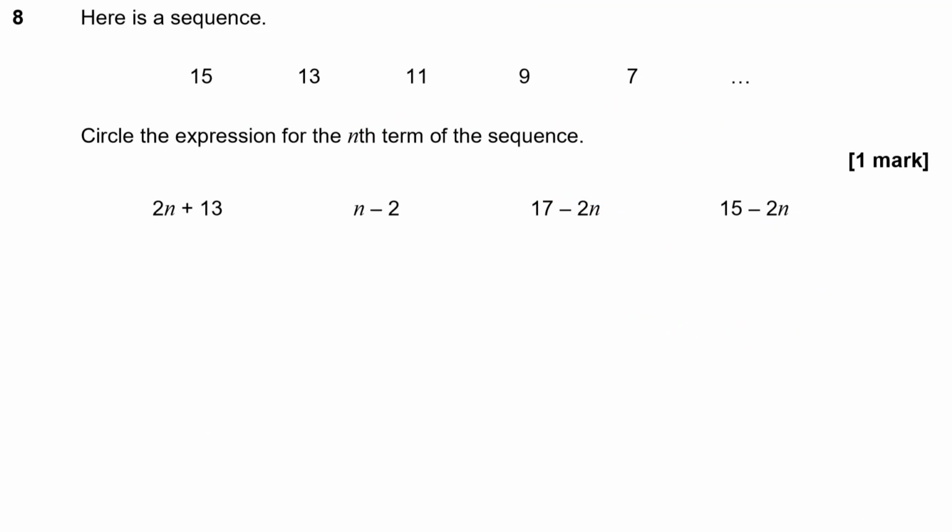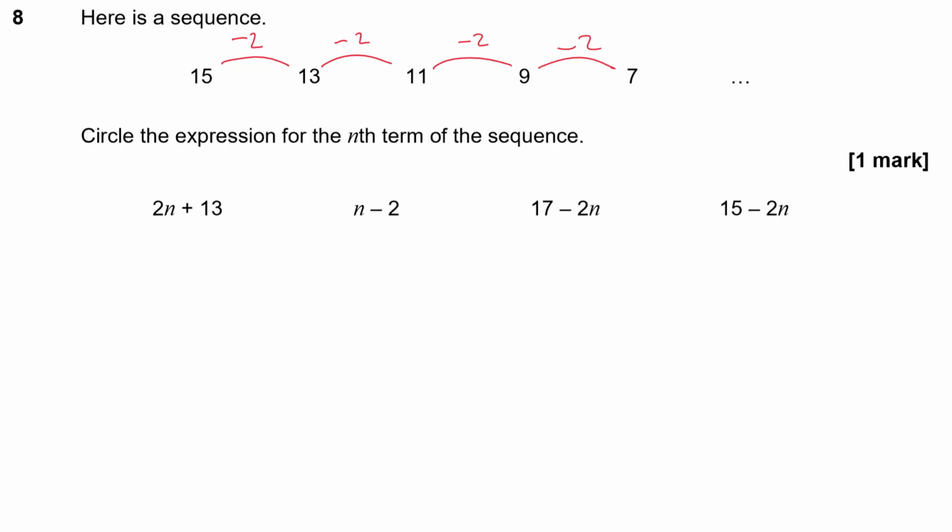Question 8. Here is a sequence. It's got 15, 13, 11, 9, 7. Circle the expression for the nth term of this sequence. Okay, so what sort of sequence have we got here? If you look at the difference between 15 and 13, I'm going down by 2 there, aren't I? And the same from 13 to 11 and 11 to 9. So each one of these I'm subtracting 2 to go from one term to the next.